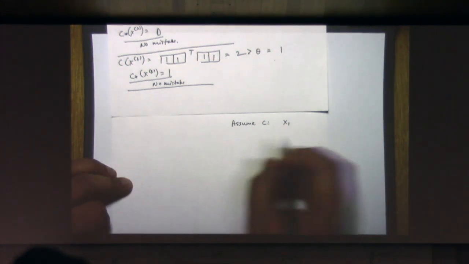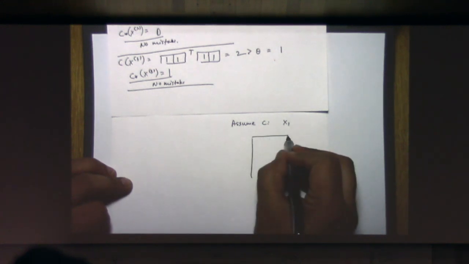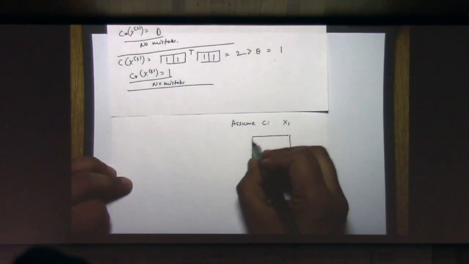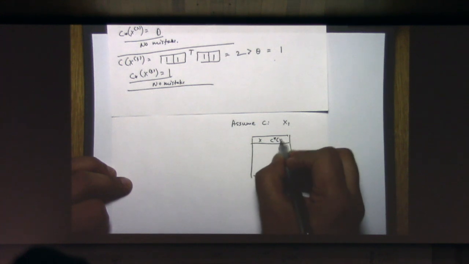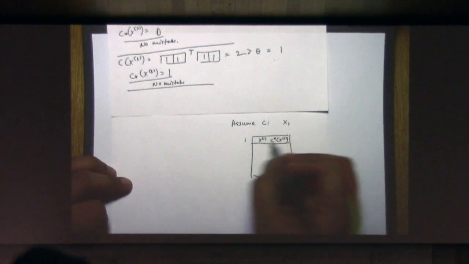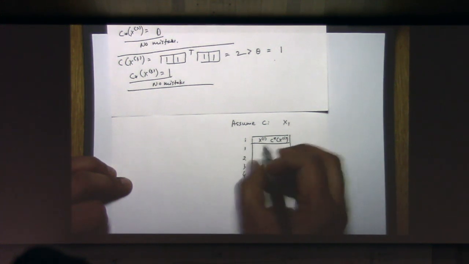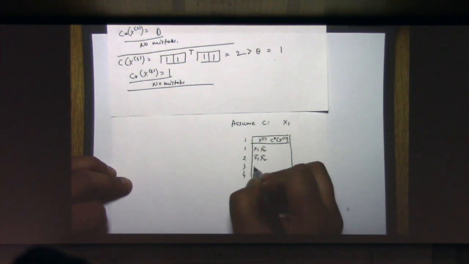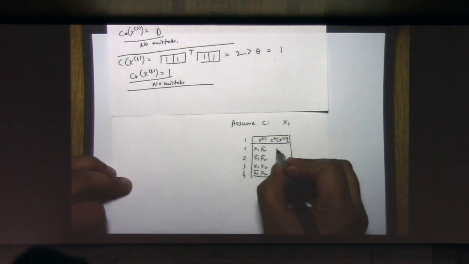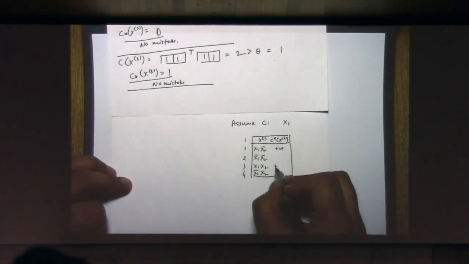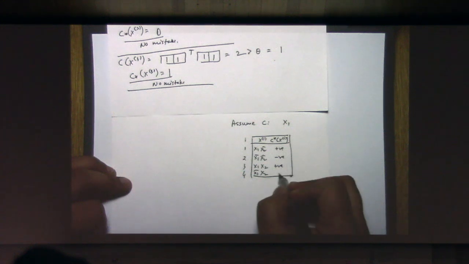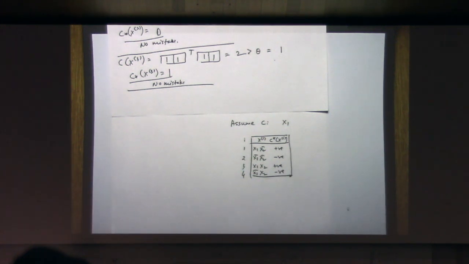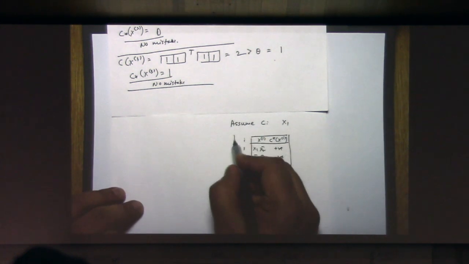So what does Winnow do? Let's assume the same training data. This is your x and this is your C star of x of i, and of course this is i. So 1, 2, 3, 4, x1 or x2, x1 bar, x2 bar, x1, x2 bar, x2, right? Of course these ones will be positive. Anything which has x1 will be positive, anything which does not have x1 is negative, right? So this is your training data.